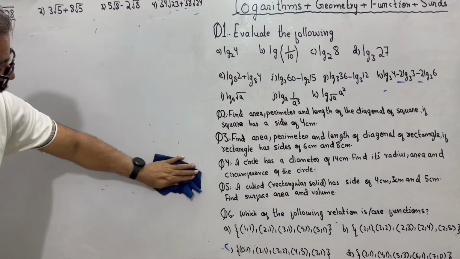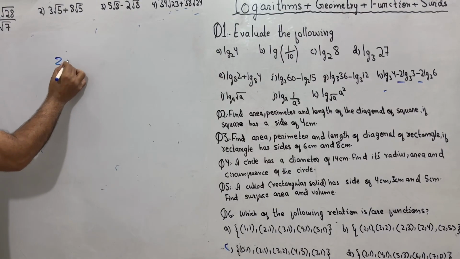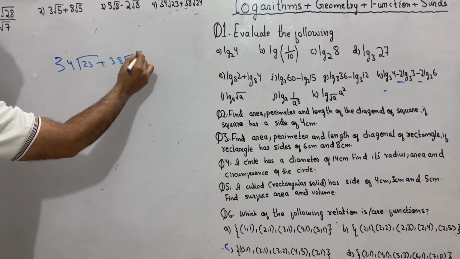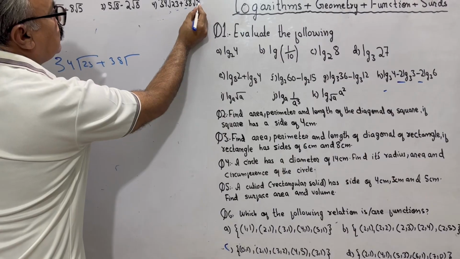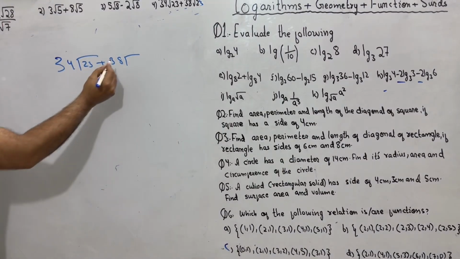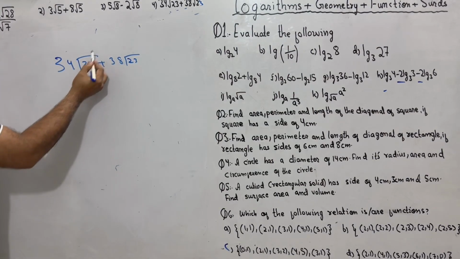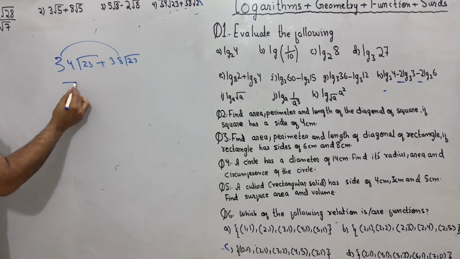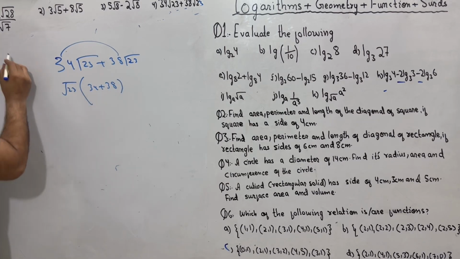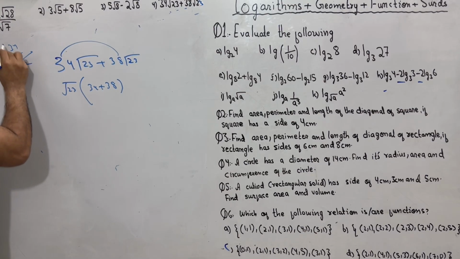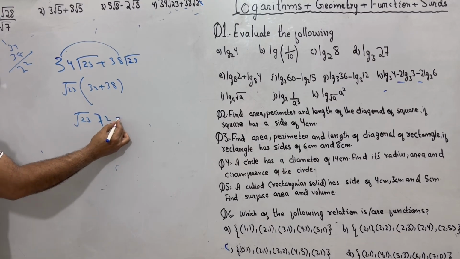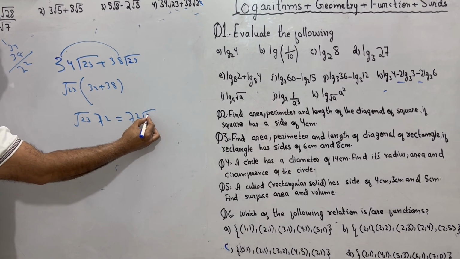The final question, it's a good one. Now finally we have arrived at the final question. 34 times root 23 plus 38 times root 23. There must be root 23. Look at this, what we have written. There is also root 23. Taking root 23 common, or add these two. Root 23 common, we are left with 34 plus 38. 34 plus 38 is 72. Root 23 times 72, or one can write 72 times root 23.